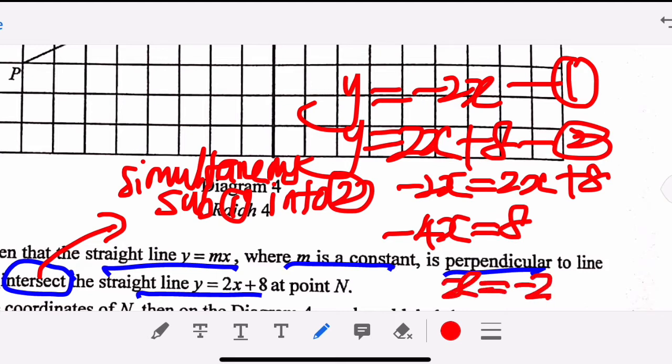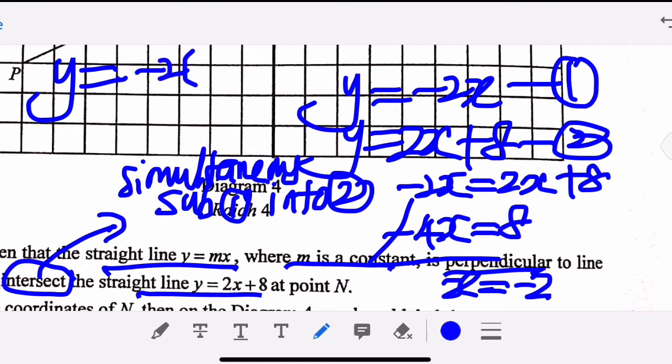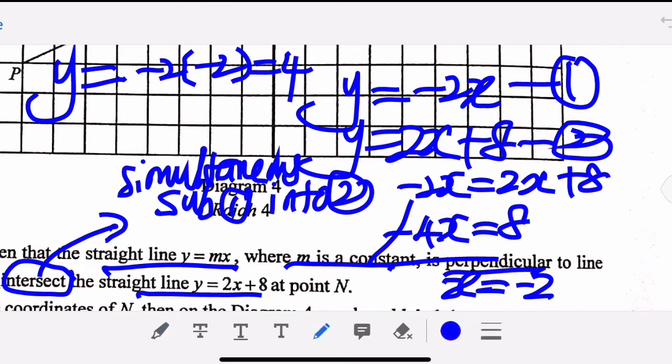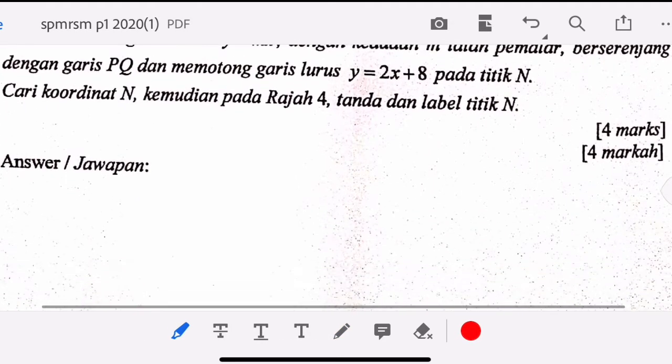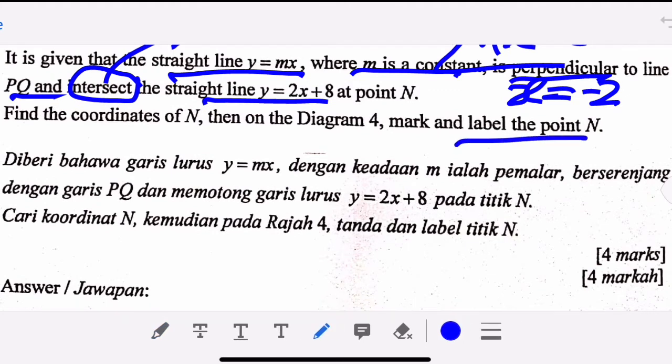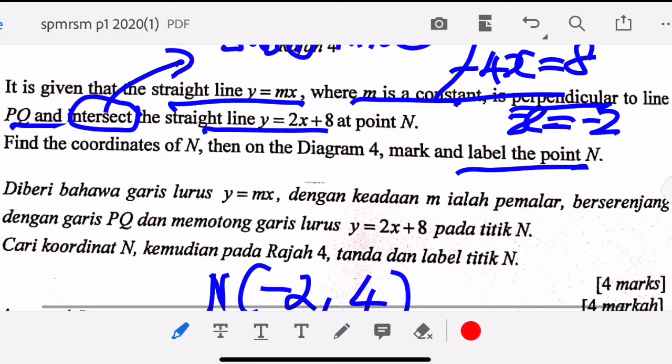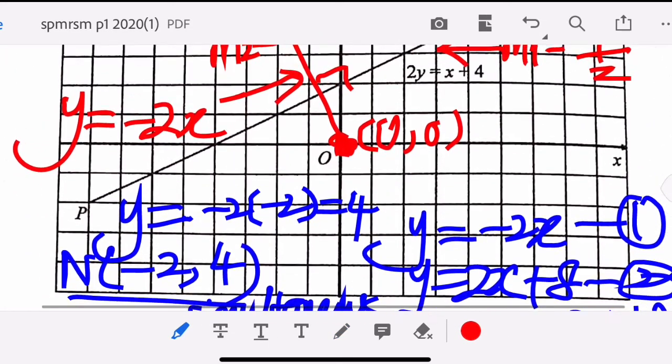Then how to find the y? You substitute your x into number 1 to find your y. So y is negative 2 times negative 2, which is 4. So that means the point N should be negative 2 and 4. Alright, so this is the point N. Okay, so we have found the point N is negative 2 and 4, and we are asked to label the point. Label the point negative 2, 4.